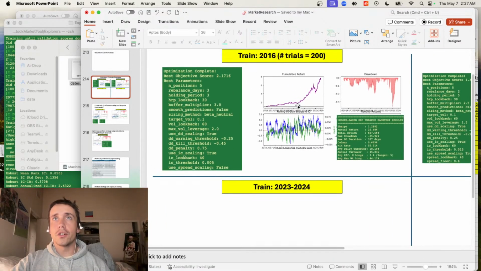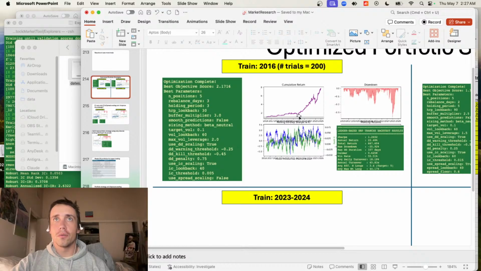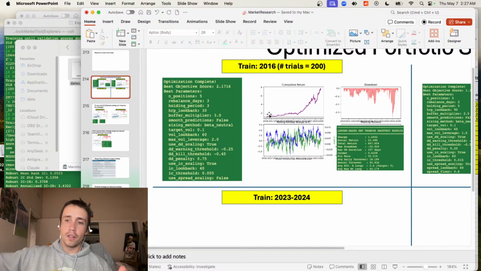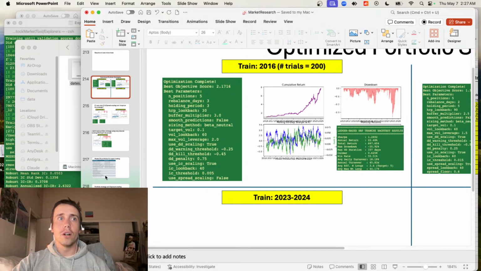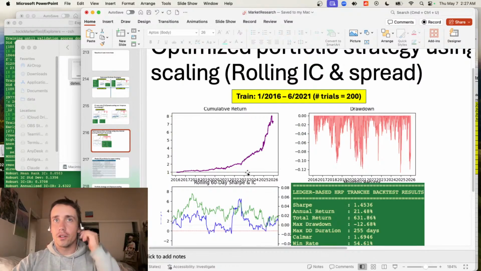Basically the problem I've been having is it doesn't do well with COVID. So if I just optimize from 2016 for 2016 and then let it run the rest of the years, it does really well. And it does even better if I include COVID in that optimization range for the portfolio.